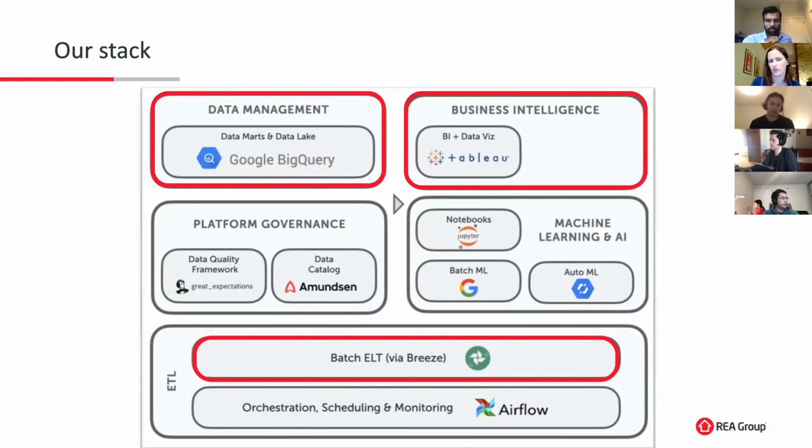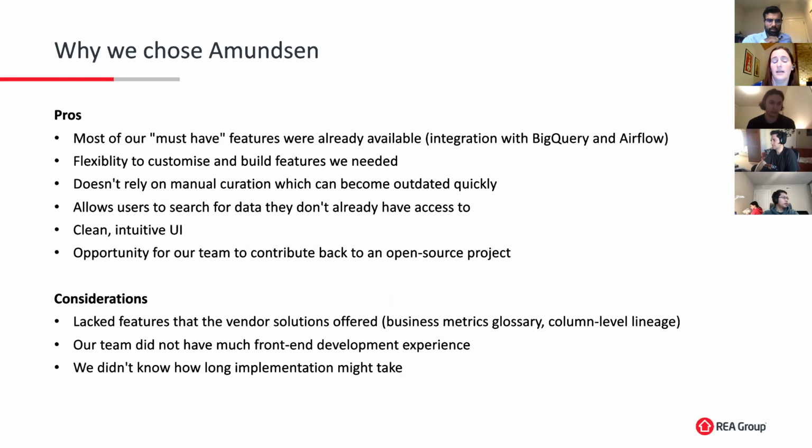When we were thinking about choosing Amundsen, we looked at some vendors and we also looked at open source, and we started to think about what our decisions were. I think all of the vendors really had the same connectivity to BigQuery and Tableau and Airflow, so most of our must-have features were already available in those. But the things we really liked about Amundsen, because again, it's open source, we've got the flexibility to customize and then build the features we needed rather than being dependent on a vendor's roadmap.